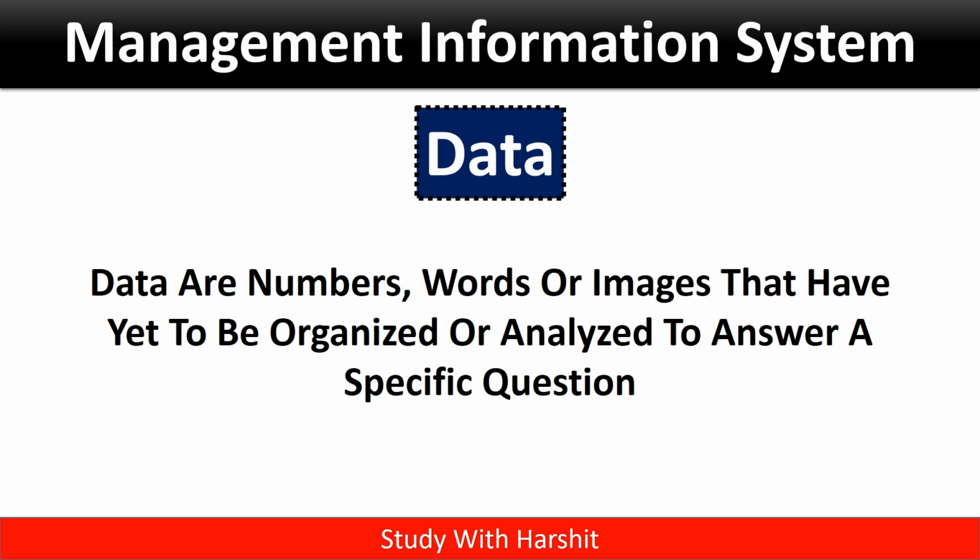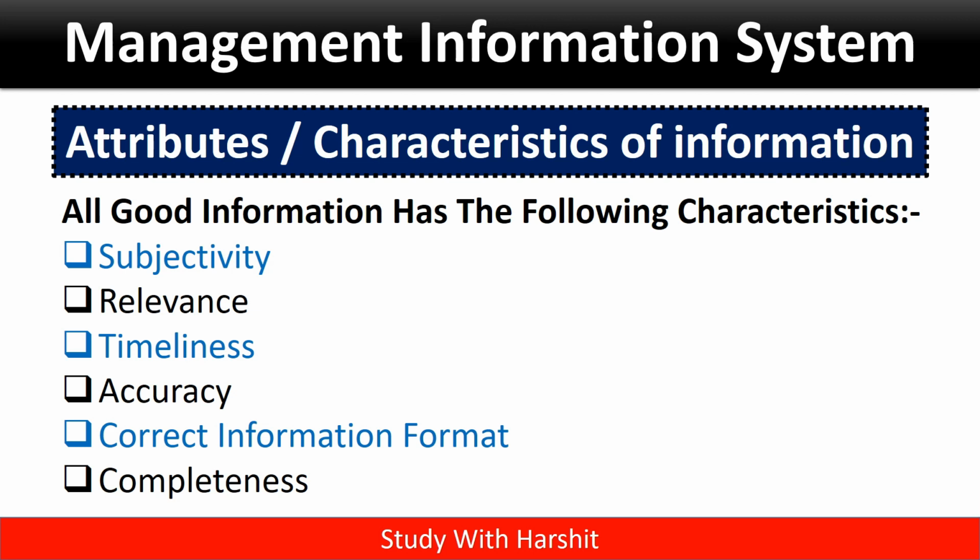Data. Data are numbers, words, or images that have yet to be organized or analyzed to answer a specific question. Attributes: characteristics of information. All good information has the following characteristics: subjectivity, relevance, timeliness, accuracy, correct information format, completeness. Now let's discuss in detail.